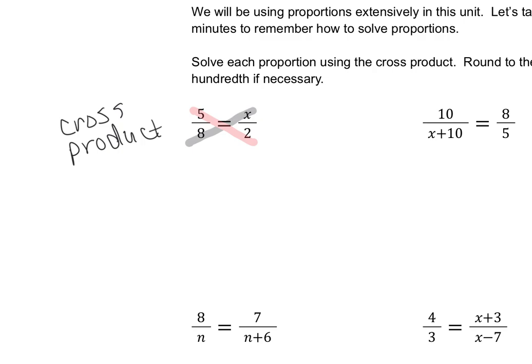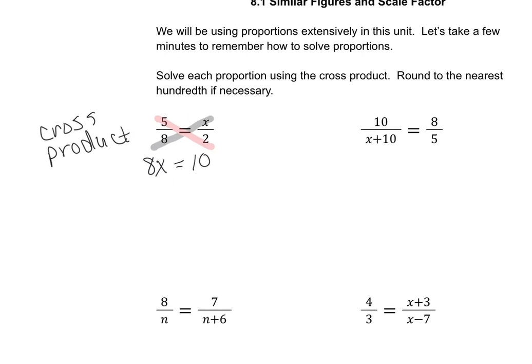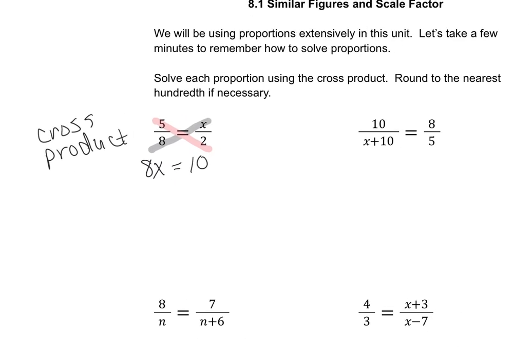8 times x is 8x. 5 times 2 is 10. And as I'm looking at this answer, I'm noticing the directions say round to the nearest hundredth if necessary. Hundredth is 2 places past the decimal. Okay, so if we wanted x by itself, we would divide by 8, and 10 divided by 8 is 1.25. We don't need to round for that at all because hundredths is 2 places past.